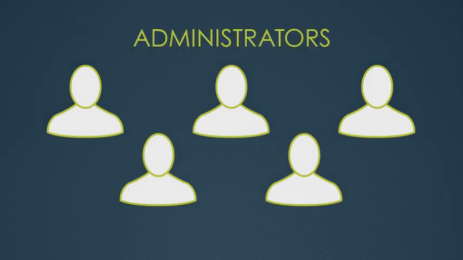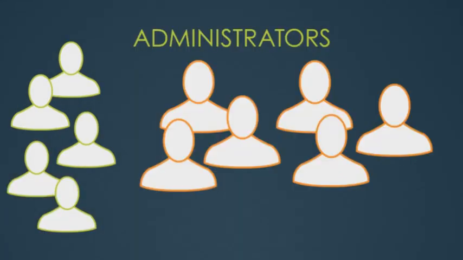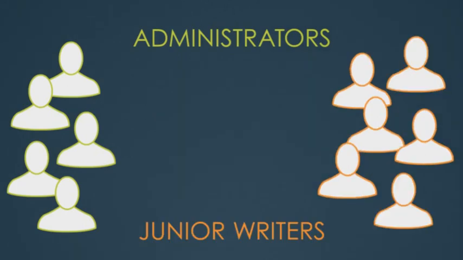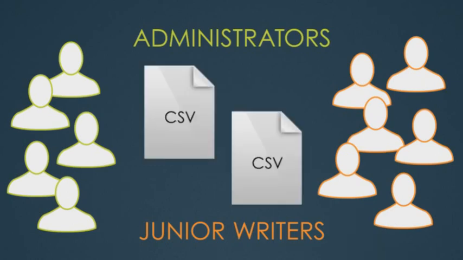For example, you might have one group of people that you want to have all permissions. Think of them as administrators. Then you might have another group of people, perhaps they're junior writers, and you want them to only have certain kinds of permissions, not administrative rights. In that case, it would be a good idea to create one CSV file for the administrators and another for the rest of the users.